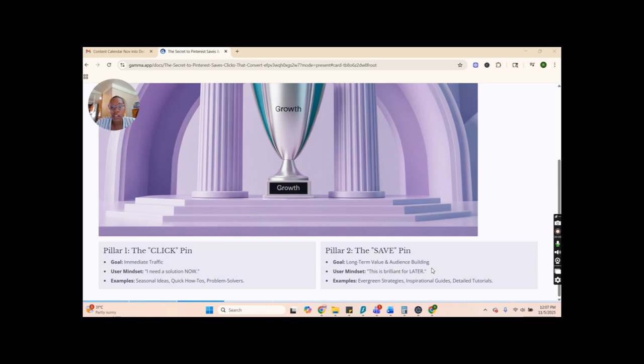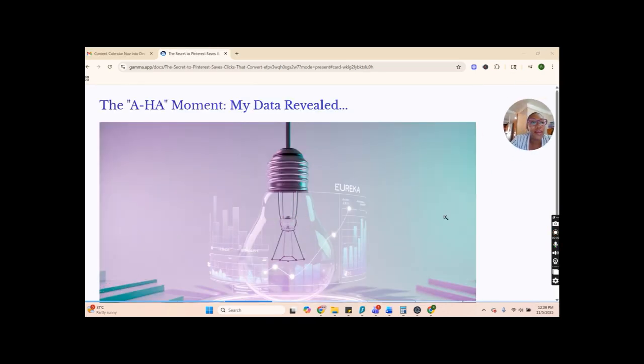So these are long-term, and they can help build your audience. The user mindset is, this is great, this is brilliant, and that is so true. Examples of these pins are evergreen strategies, inspirational guides, and detailed tutorials. I used to save quotes, but I stopped. I was in a WhatsApp group, and I used to get the quotes from Pinterest, save them and use them in my groups. But now what I save is guides and how-tos, all this instructional information.